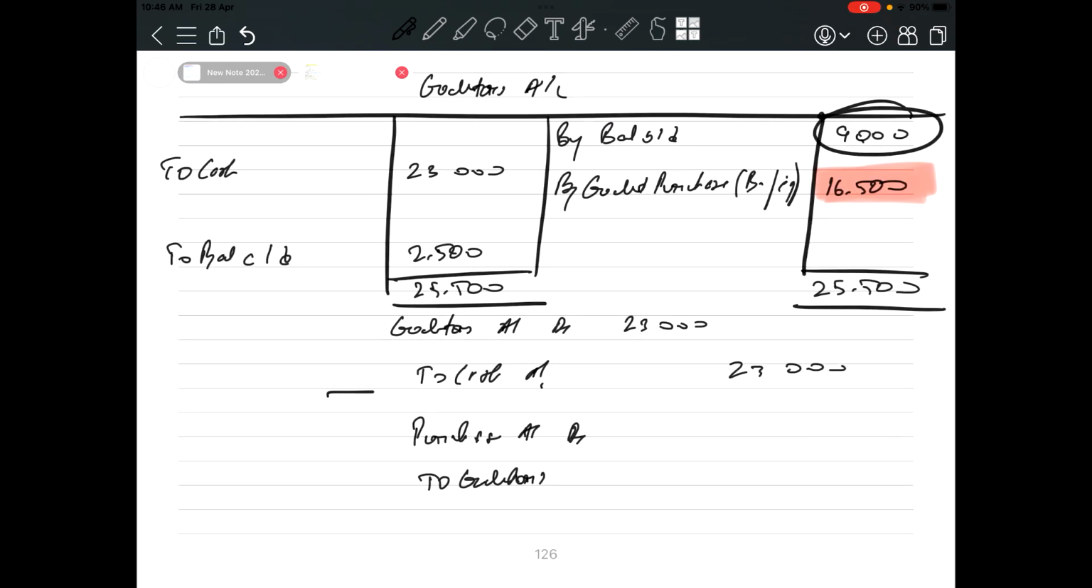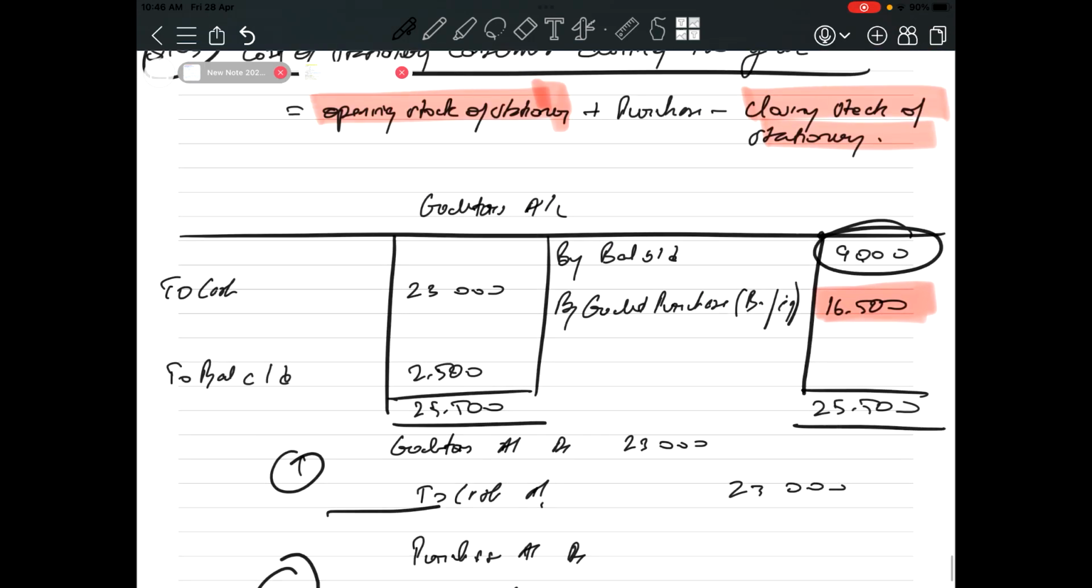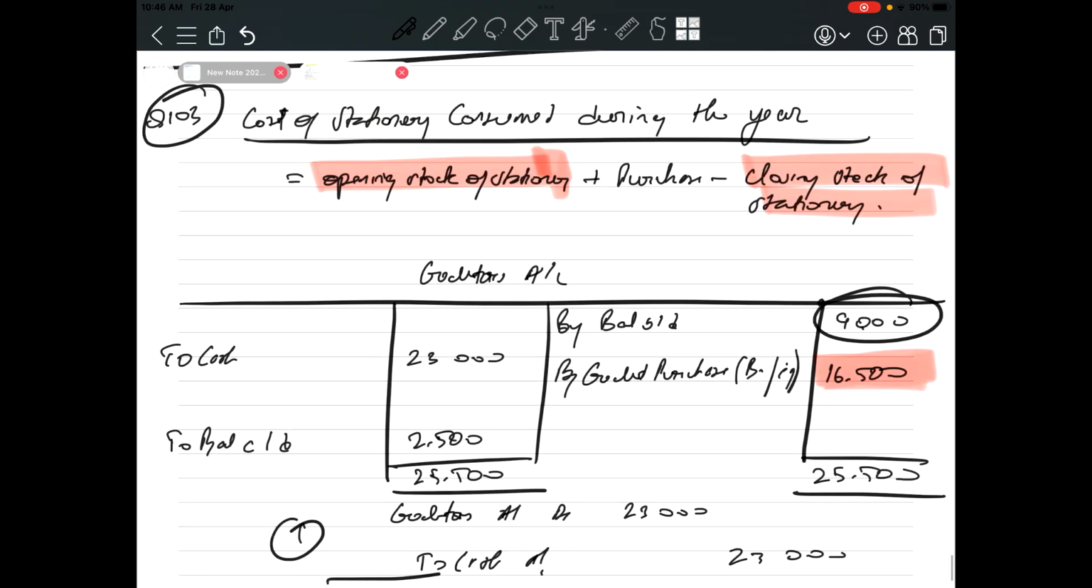Okay, so this is happening here only. This is the first journal entry, this is the second journal entry. Now I hope we can find out the amount of purchases. Now it's very easy to solve this question.